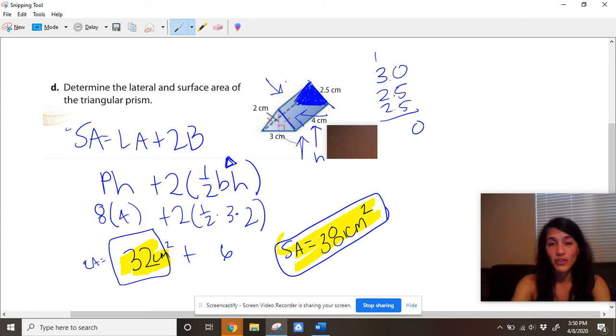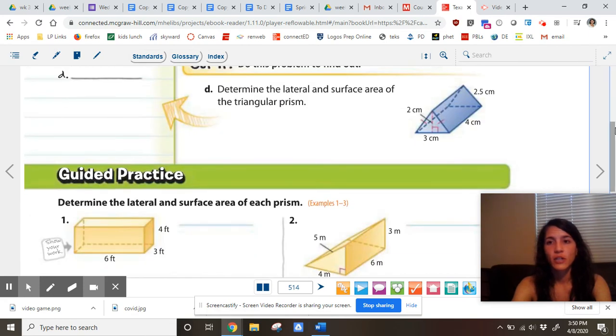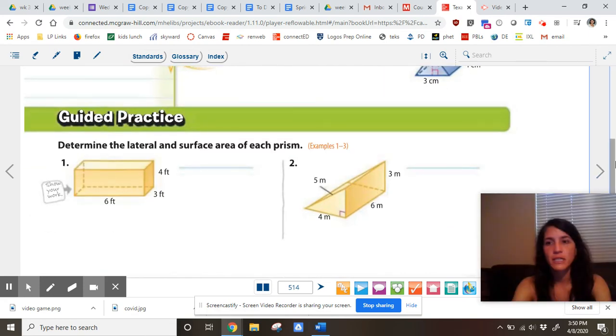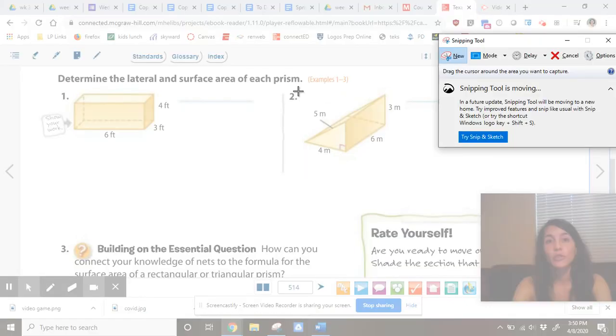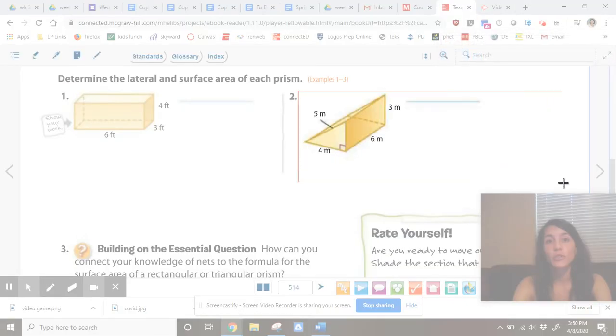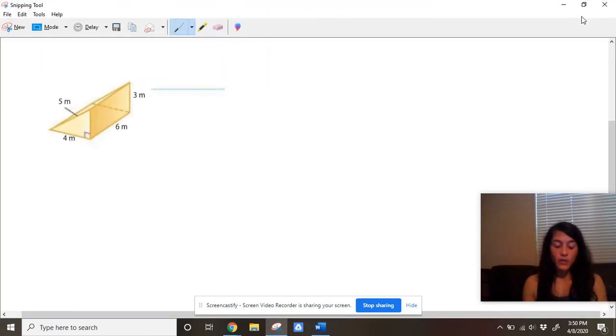Okay, I have one more example for you to do. Go down to the guided practice, just underneath here. I'm going to exit out of it. I don't want to save it. I want to go down to this guided practice. The triangular prism. Very rarely will you see the triangular prism drawn where it's sitting on its base, and that's okay. So you have some room on this one. The directions say find the lateral and the surface area.